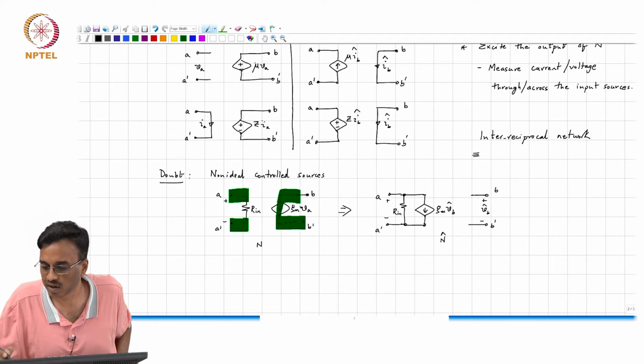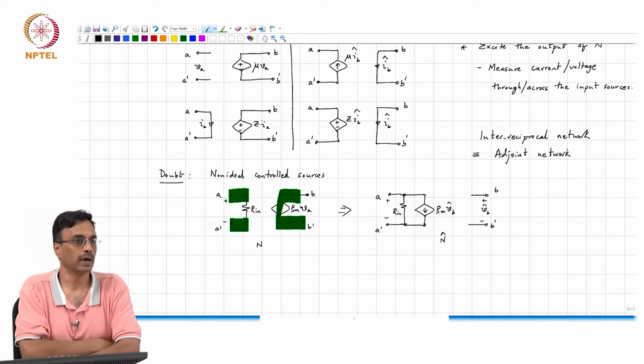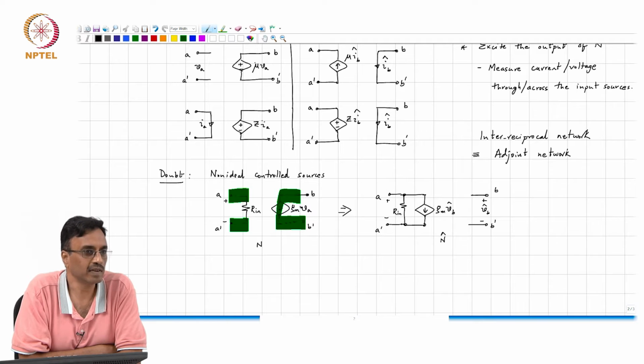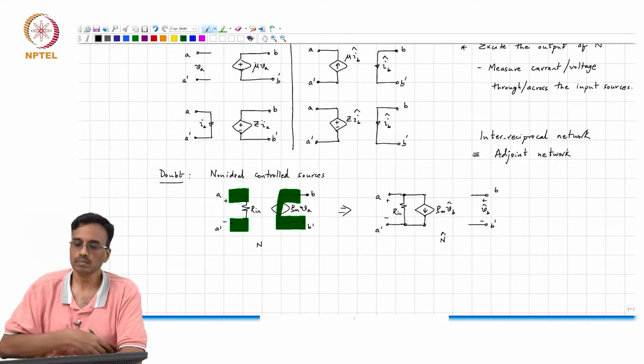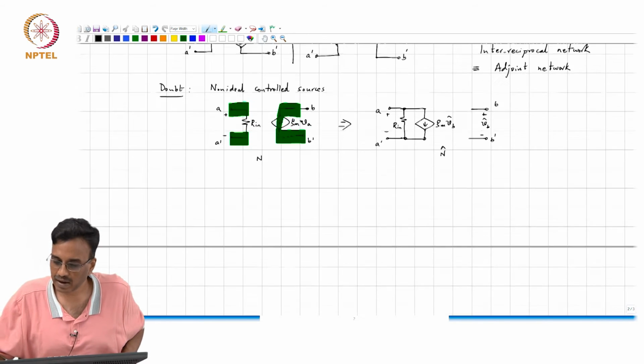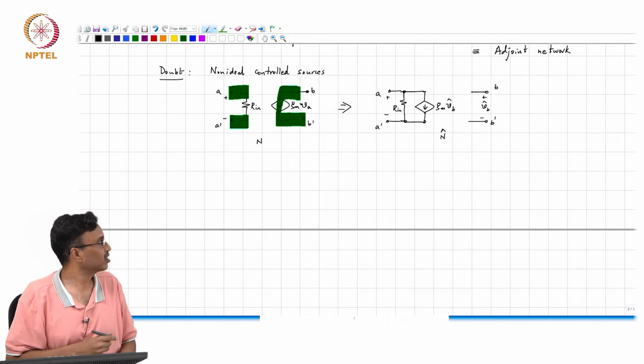And that is, it's also called the adjoint network. Right, and there is a good reason for this, as again we will see a few lectures down the line. Right, at this point these are just two terms that you need to be familiar with. Is that clear, people? Very good.